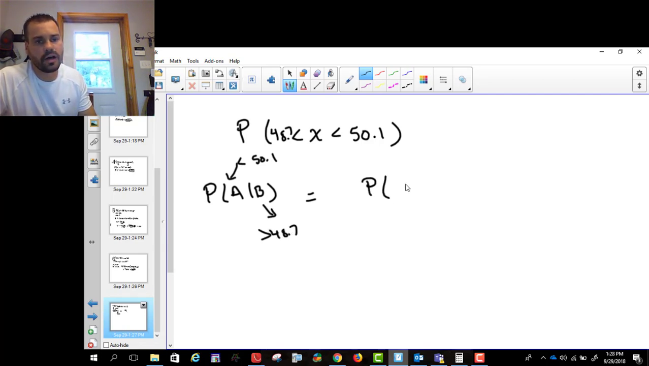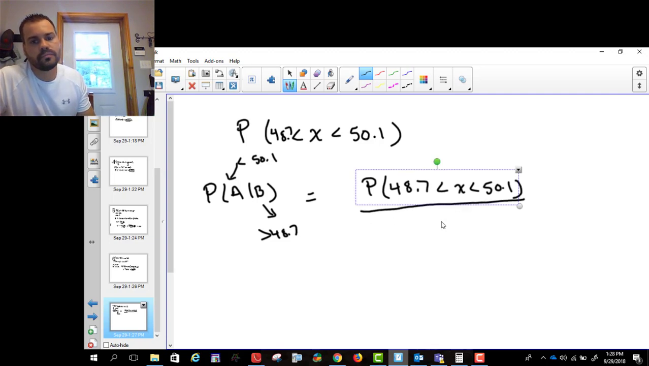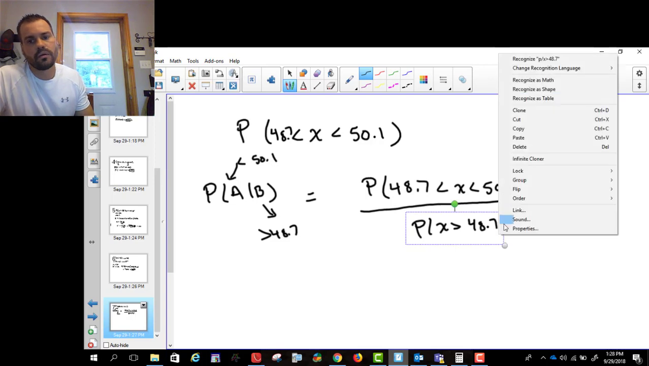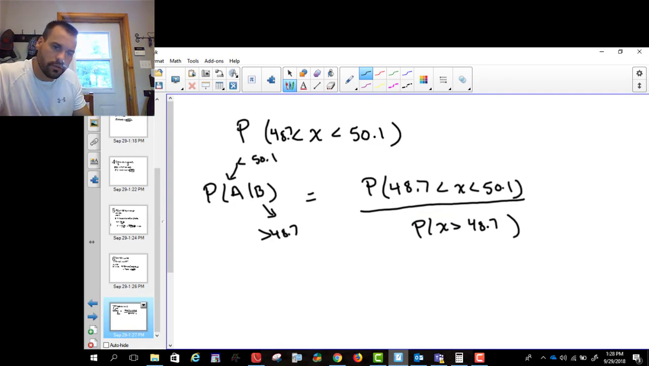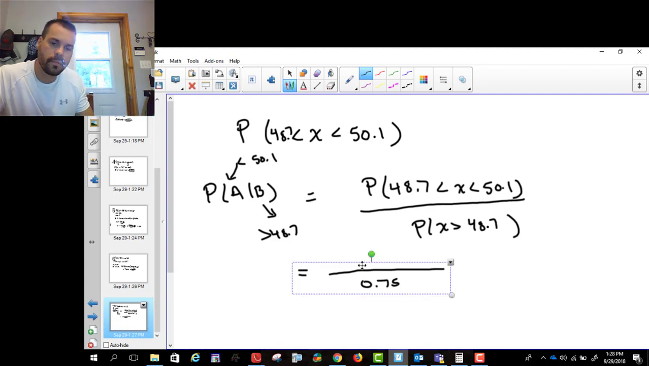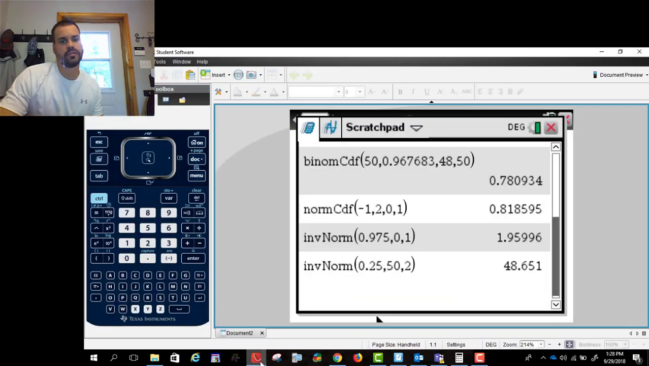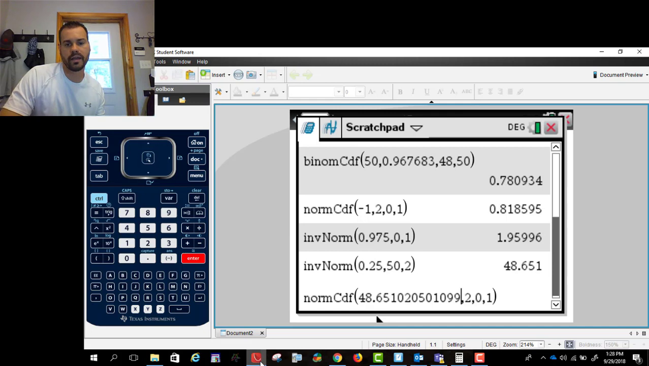So we're going to end up with a probability on the top that it's between 48.7 and 50.1. And on the bottom, we want the probability that it's greater than 48.7. So on the bottom, we already know this probability is 0.75. And on the top, we have to go find that probability. So we have to do a normal CDF. We want it to go from that number up to 50.1.